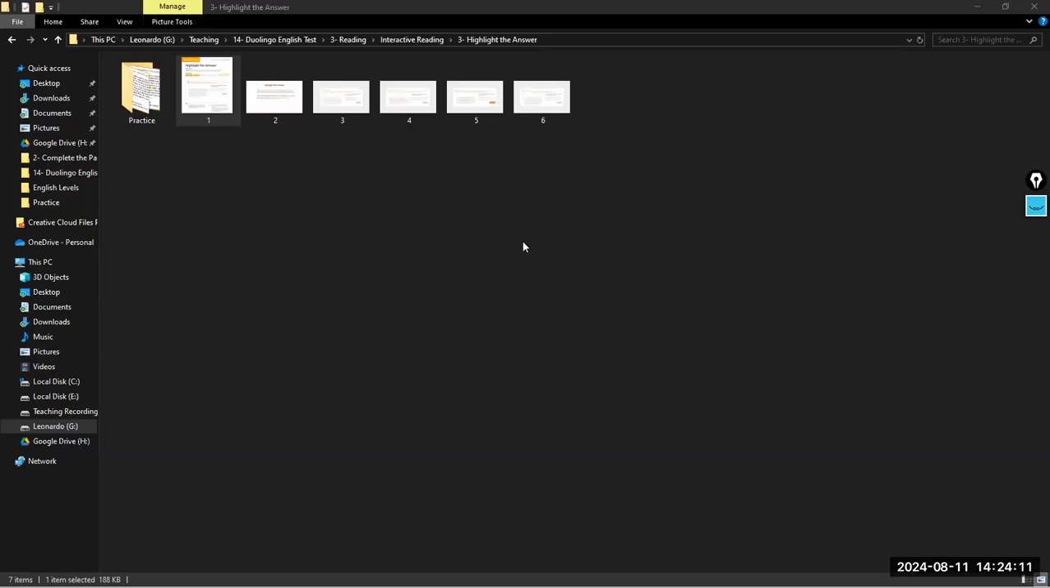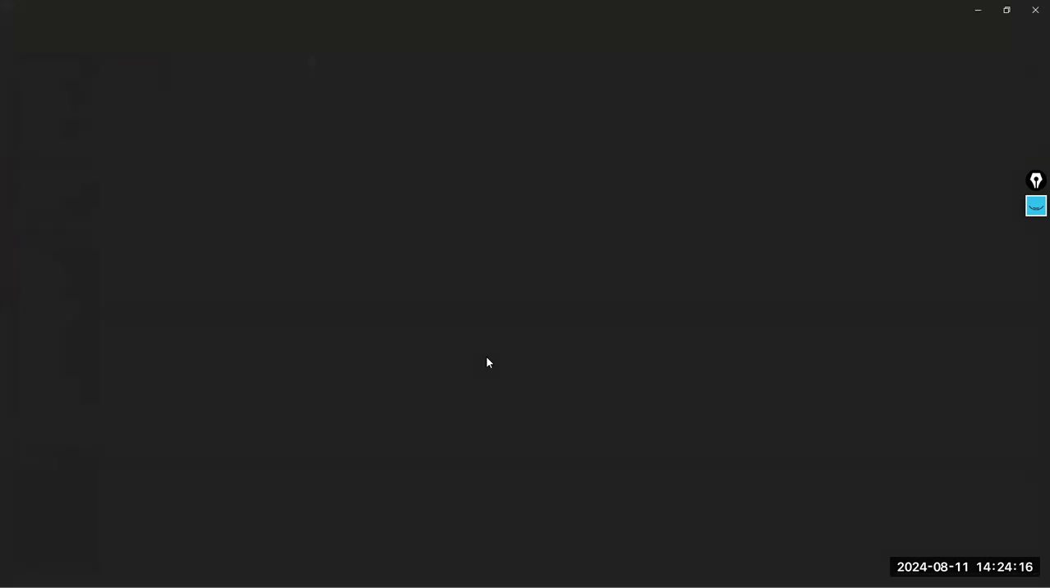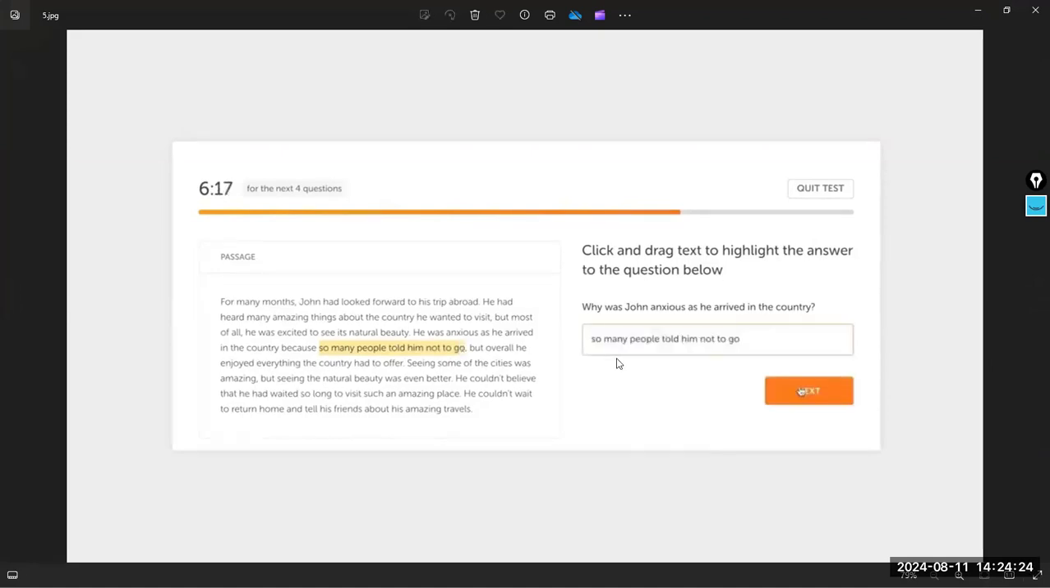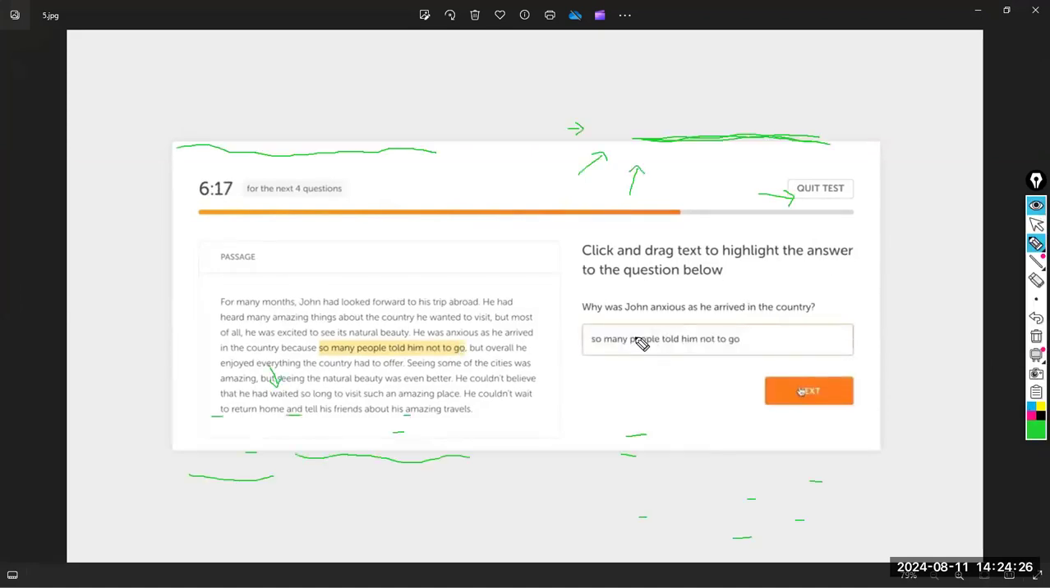By the way, let me show you here. So this is the page, and this is the way that I have to highlight the answer. When I highlight the answer, notice that the answer is going to be shown here in the box. So many people told him not to go. After making sure that you have selected the correct answer here, you can now press next.